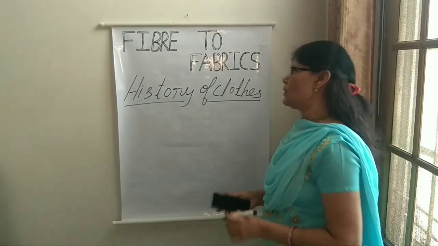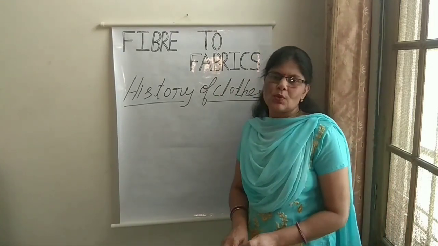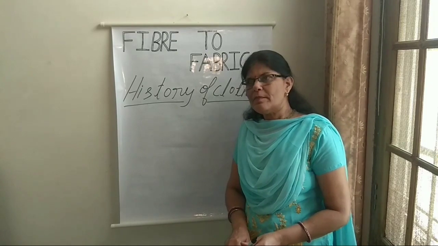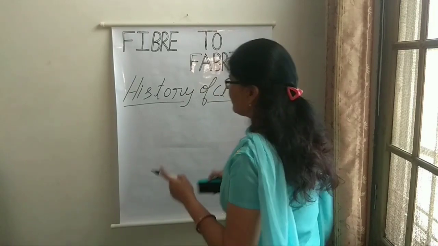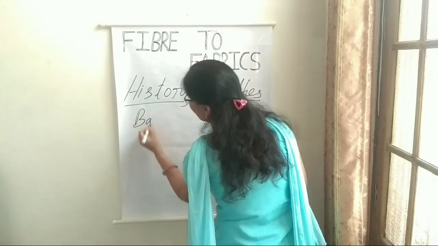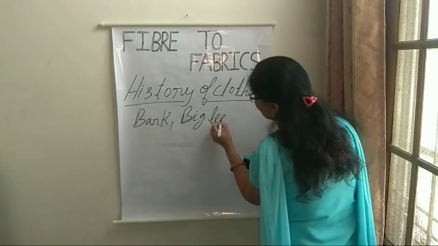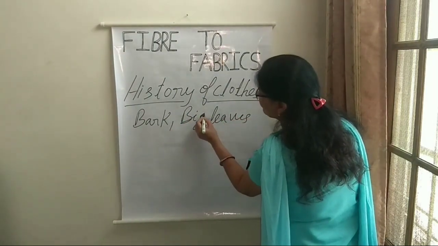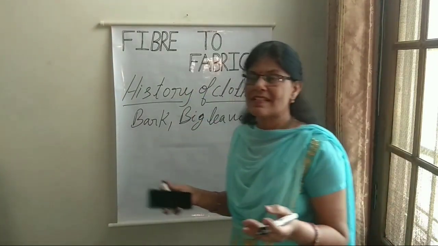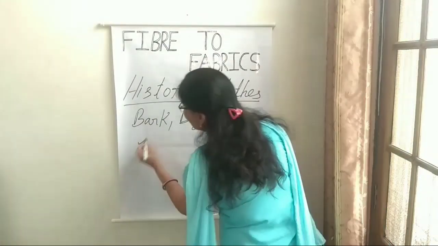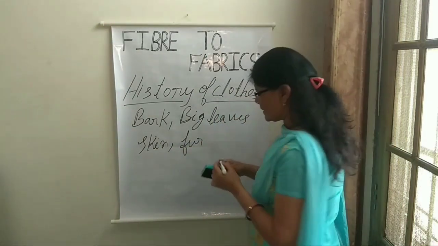So in history of cloths, early humans, they don't know about cloths, they don't know about fabrics. So at that time they used to drape, they used to cover their body by using big leaves, bark of the tree. And they covered their body by using skin of animals, fur of animals. So these things were used at that time.